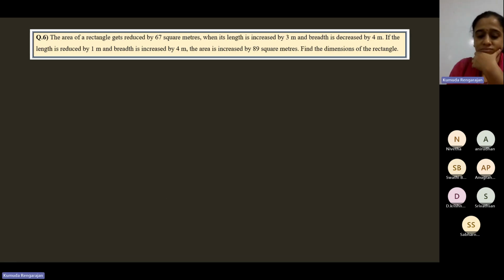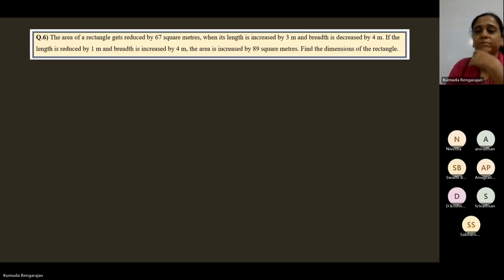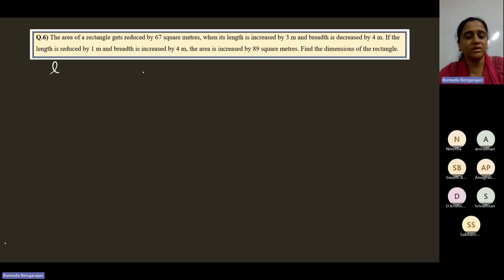Similar question. The construction of the equation is exactly like here. What's the area of a rectangle? Length into breadth is equal to area. So let the original length be L, original breadth be B, or you can say X and Y.